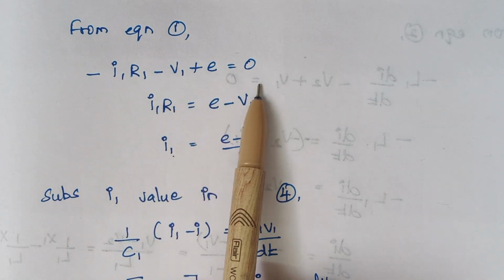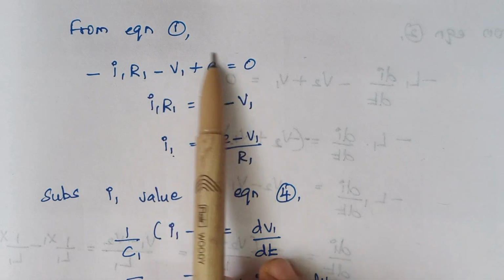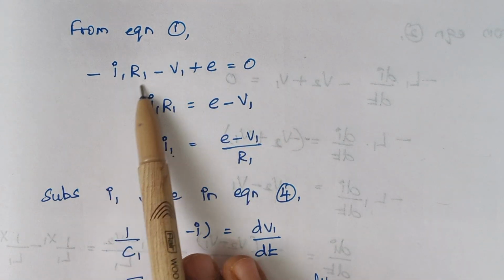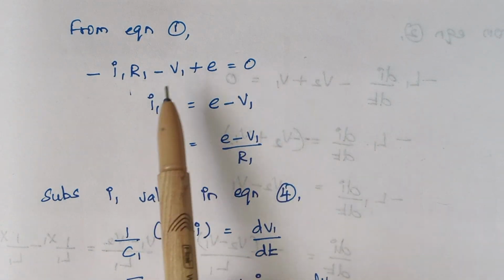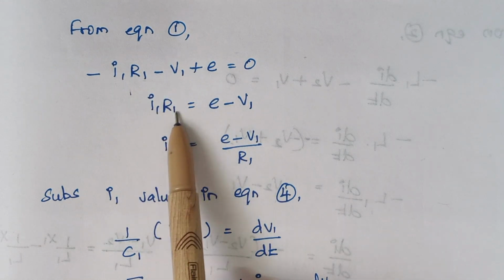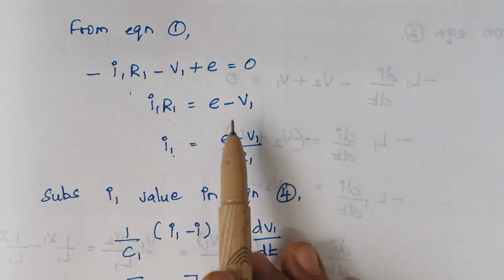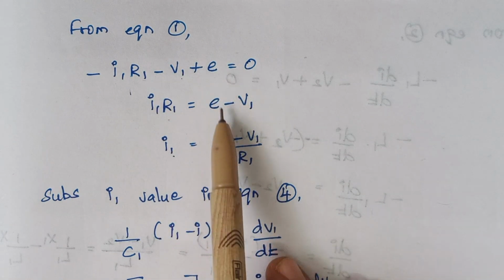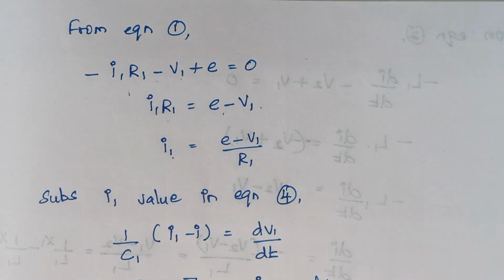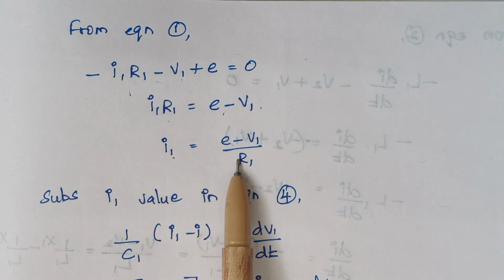So it is quite easy, right? I am moving this part to the right hand side. So this minus I1 R1 becomes plus I1 R1. And here minus V1 plus E is rewritten as E minus V1. You see, plus E minus V1, right? And here we are calculating I1.